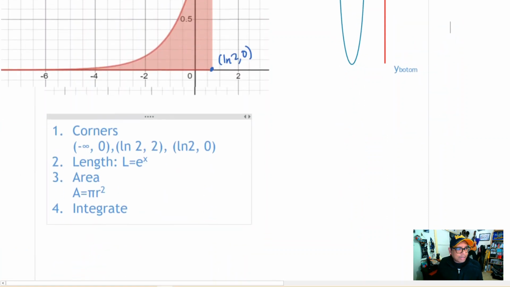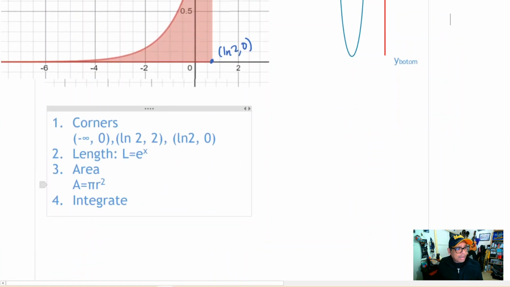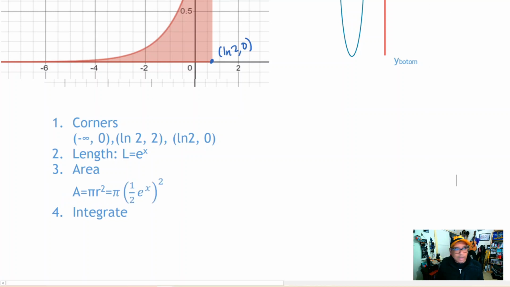Bringing that back to my game plan, now that I know that the radius is L over 2, or e to the x over 2, I can get my area formula down to pi multiplied by 1/2 e to the x squared, which simplifies to pi over 4 e to the 2x. Be careful with that squaring. Some people don't do that correctly. I know you're not going to be one of them, though.